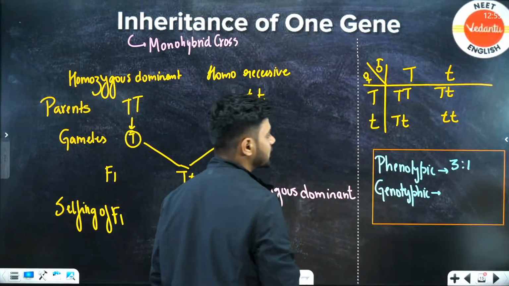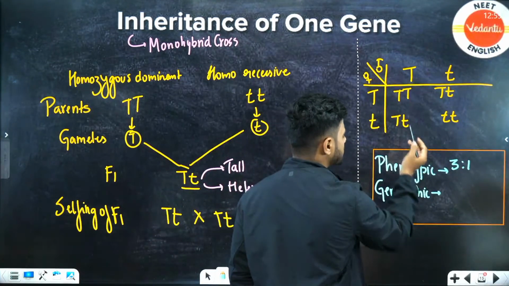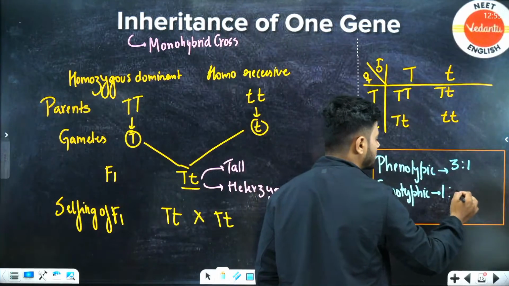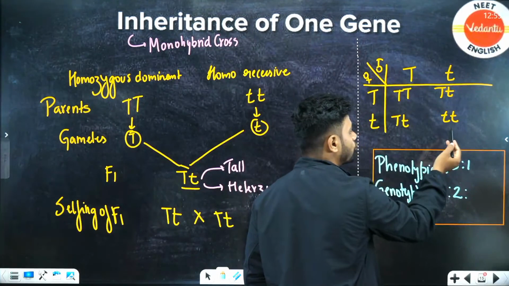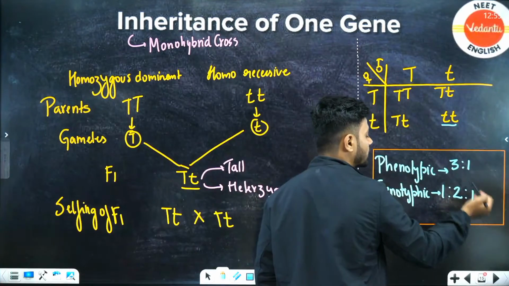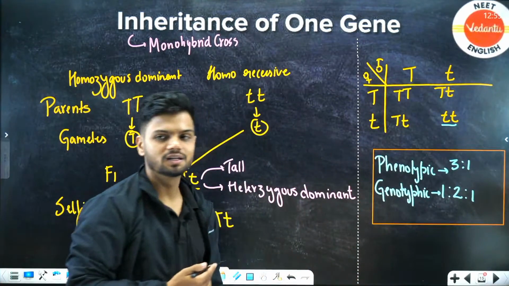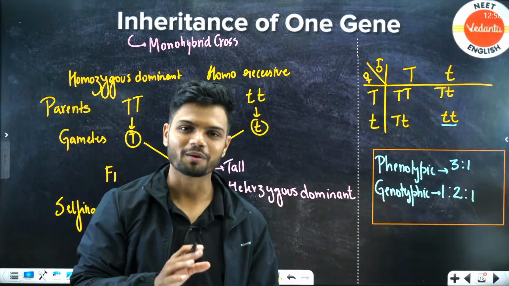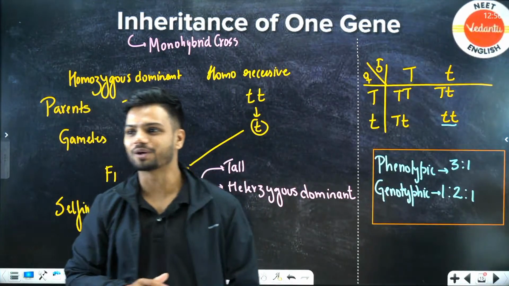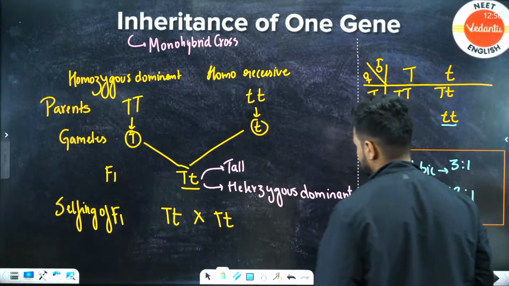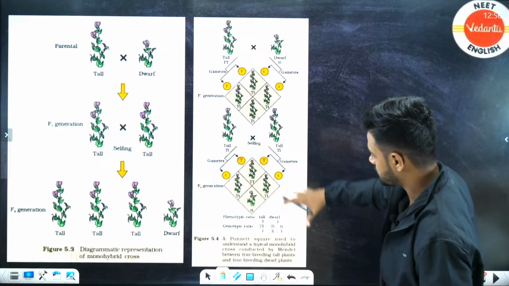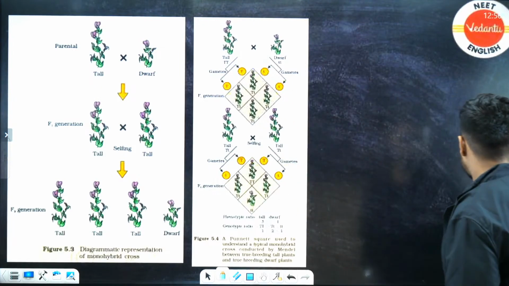In the case of genotypic ratio, we have homozygous dominant 1, then heterozygous dominant 2, and homozygous recessive 1. So 1:2:1 is the genotypic ratio. Done. Monohybrid cross is done now, students. This is your entire monohybrid cross given here in your NCERT.